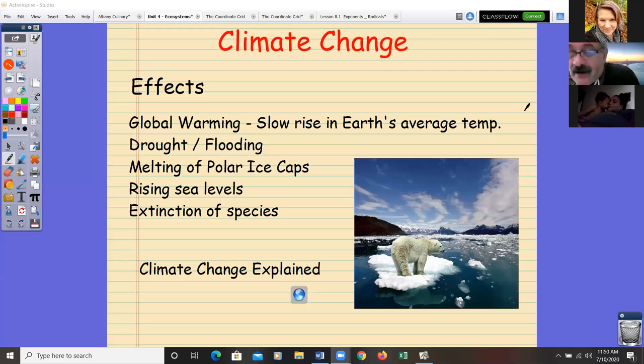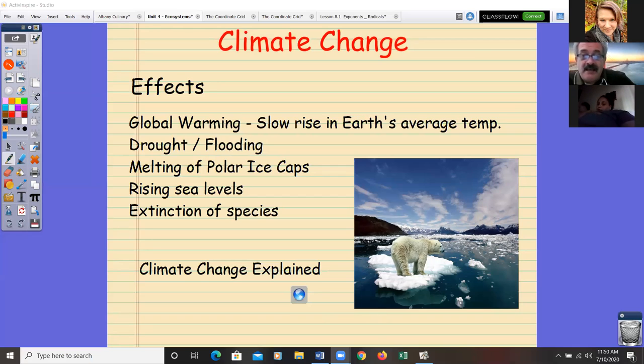Okay. All right. So one of the things is the current political attitude is that climate change is not happening. You hear that from some of our lead politicians, but the scientists are all saying otherwise.